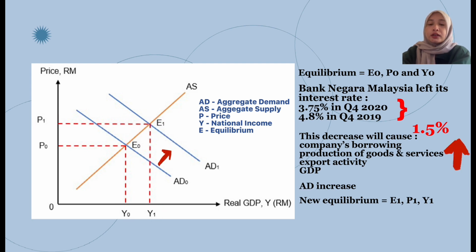In conclusion, the decrease in interest rate caused AD to increase from AD0 to AD1, P to increase from P0 to P1, and Y also to increase from Y0 to Y1.